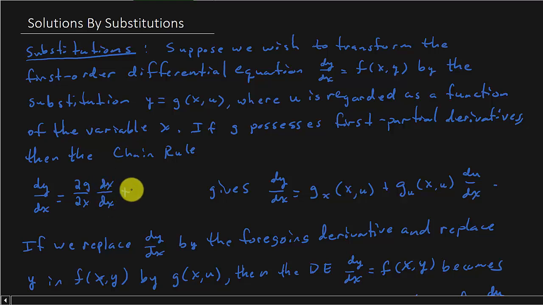dx plus the partial of g with respect to u, du/dx. Must have got in a hurry when I was writing that up. I've got the partials over here, but okay. That gives dy/dx as the partial of g of x, u with respect to x plus the partial of g with respect to u, du/dx.